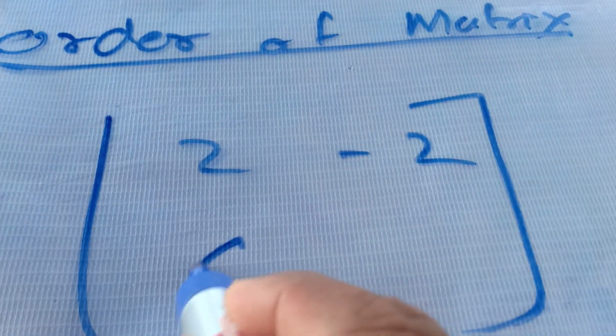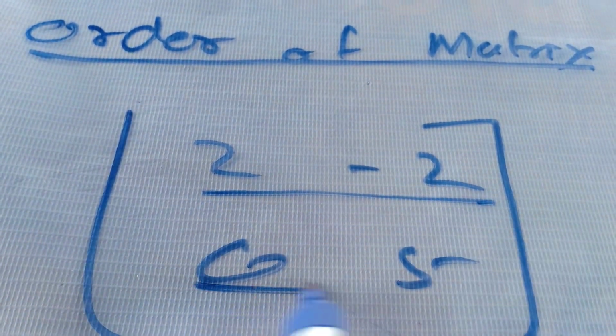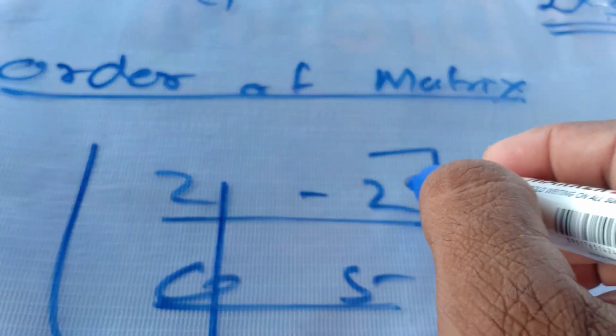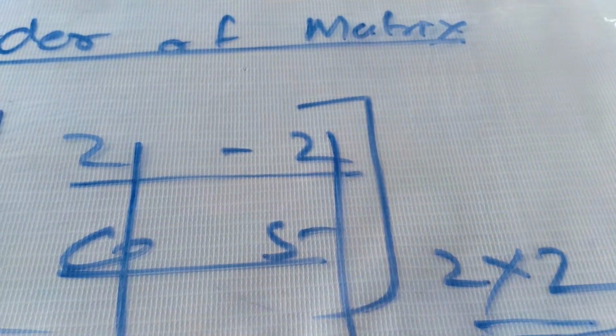Suppose, let me give you another example. Suppose I write 2, minus 2, 0, 5. What is its order then? How many rows? 1, 2. 2 rows. How many columns? 1, 2. 2 columns. So its order of the matrix is 2 into 2.